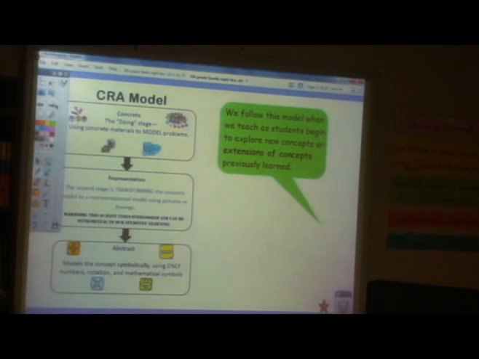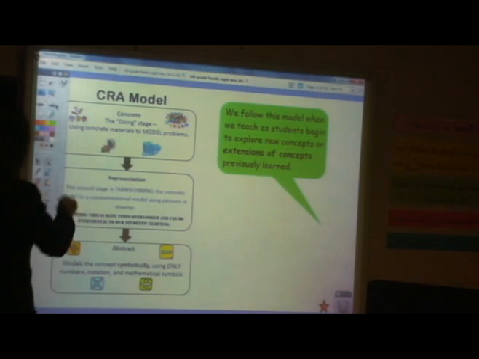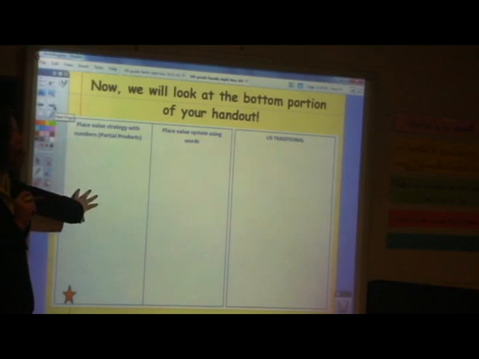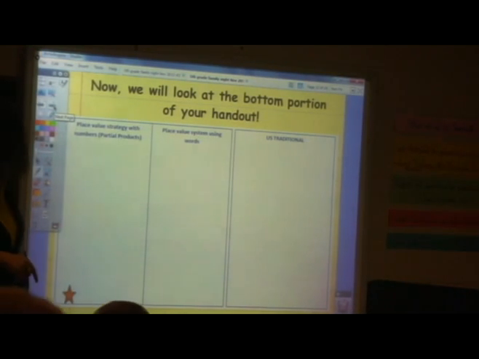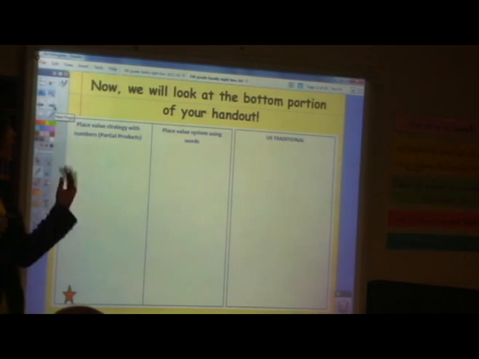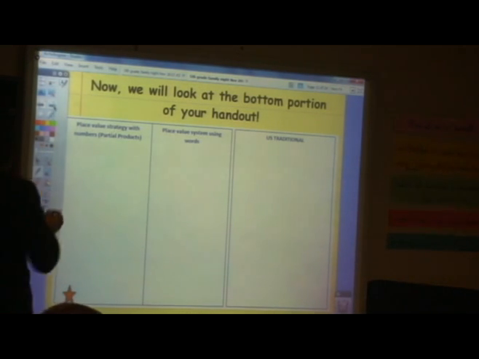So by next week when we get to U.S. traditional, which is the method we learned in school, they know, they're doing it the way we did it, but they know what they're doing and why they're doing it. Now look at the bottom portion of your handout, because we just did the top part, that's what Ms. Gainey did. The bottom 3 portions is what we're going to look at next.